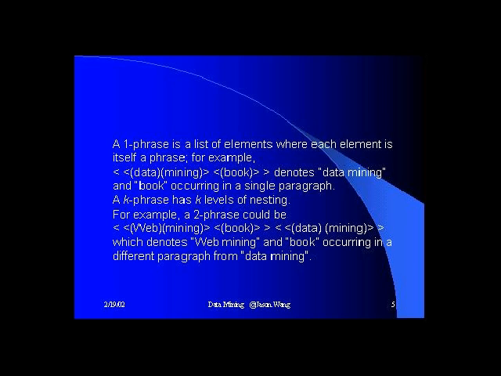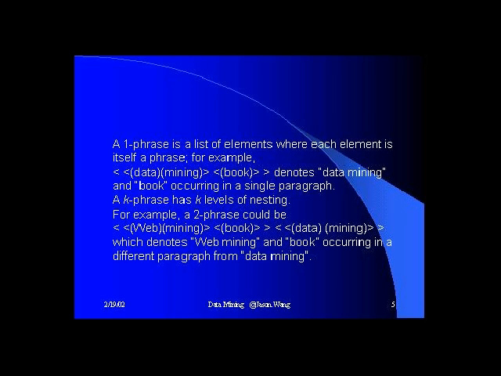On the other hand, for a two phrase, we use this notation. So you have web mining, and that's one phrase, and book is another phrase, and you have a bracket, okay? And that basically gives you a paragraph. And then you have another paragraph, and you put these two together, and for that we call this a two phrase, okay?